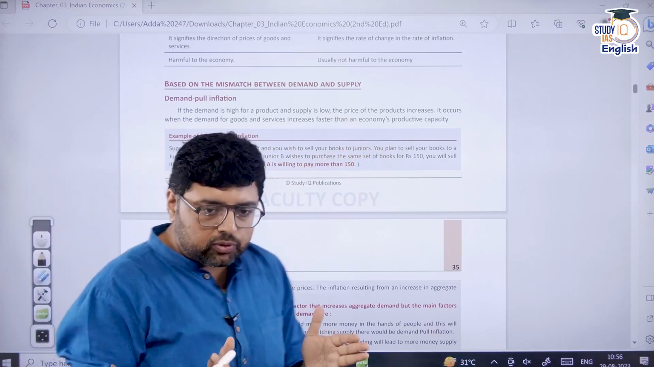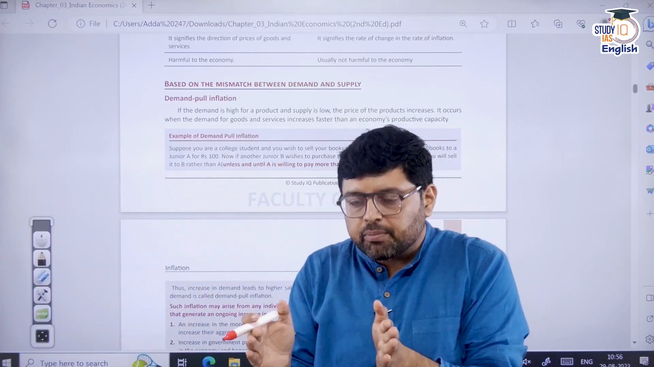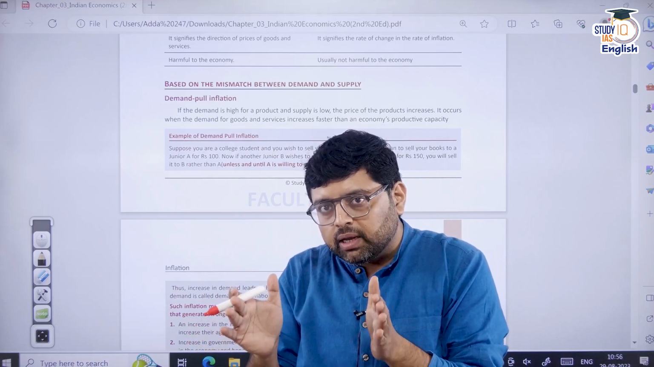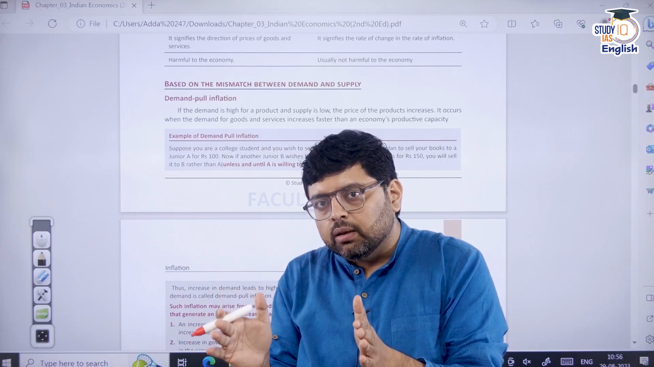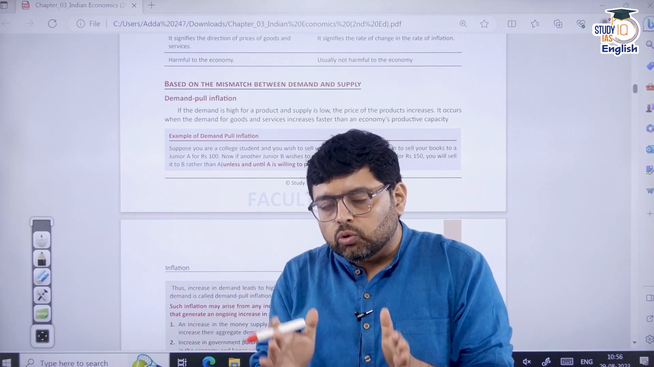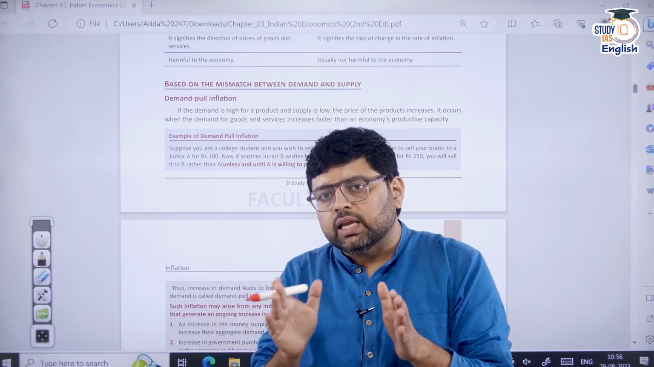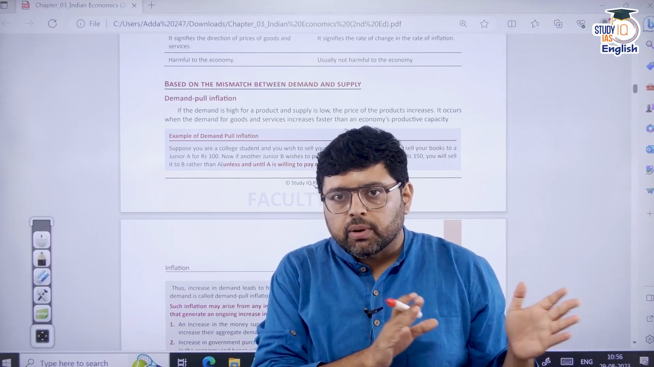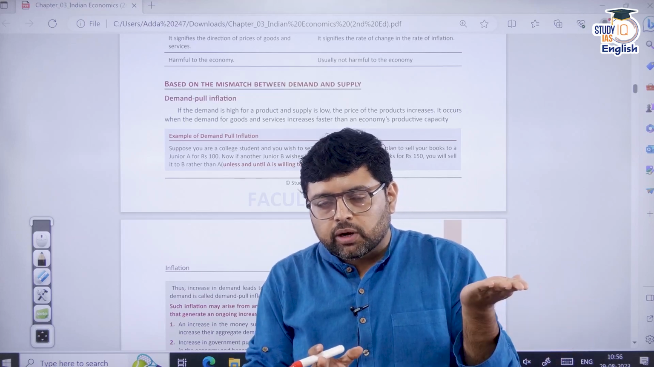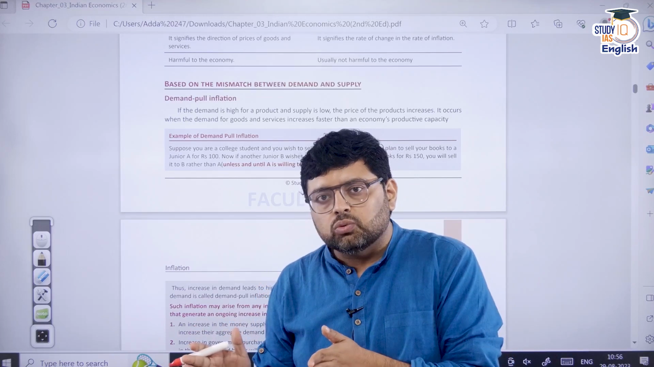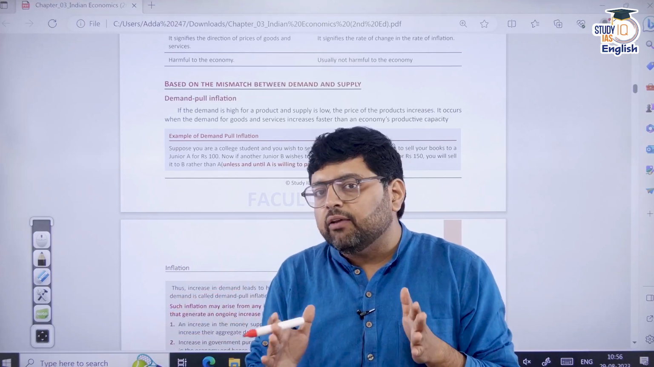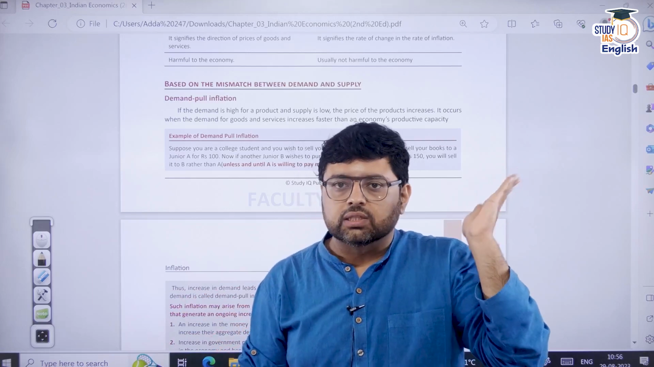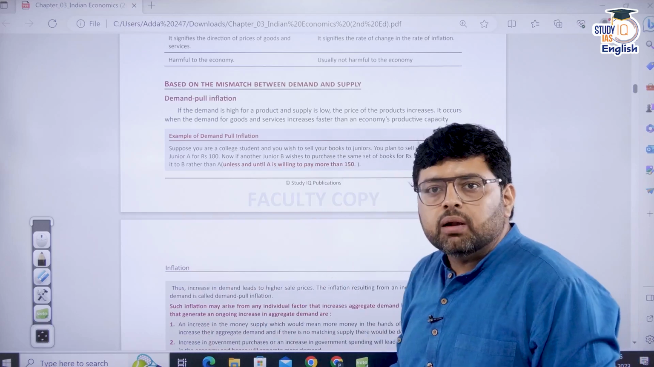Suppose in your area there is one shop. That shopkeeper is having only those products which he can sell easily in a day or in a month. But if the demand for the product increases, he has to arrange more products. If he is unable to arrange, then the prices are going to increase. So this is demand pull inflation.